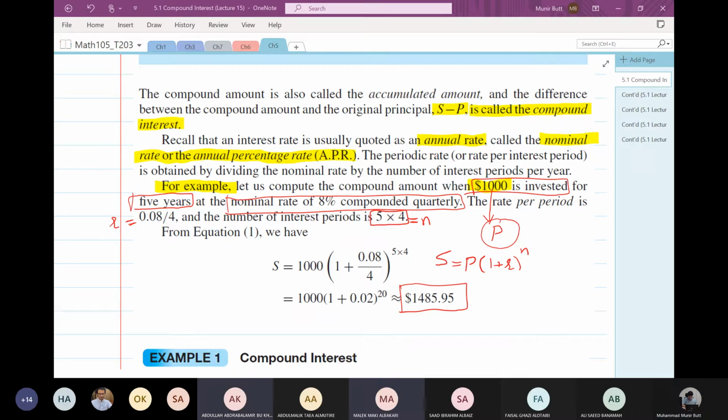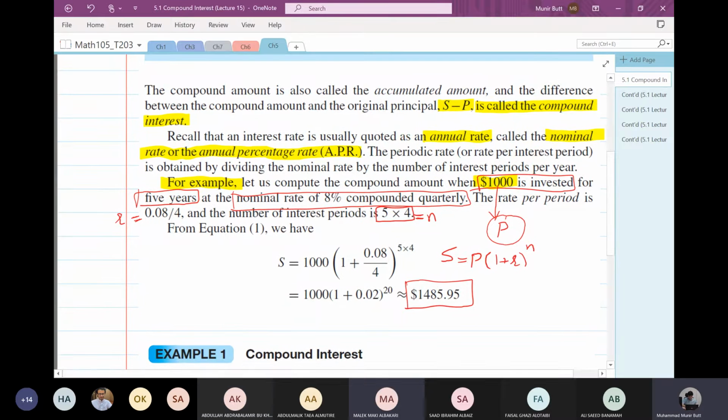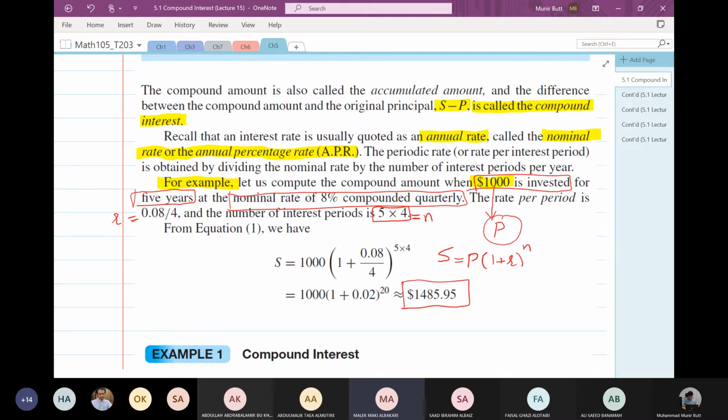Okay, doctor, clear. When he says quarterly, does he mean quarterly in 5 years or quarterly in each year? So quarterly means, though the nominal rate is 8% compounded quarterly, this is confusing for you.